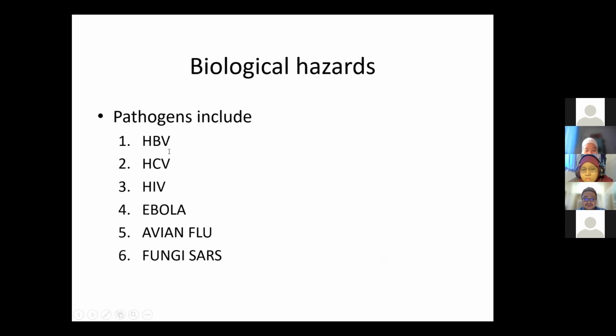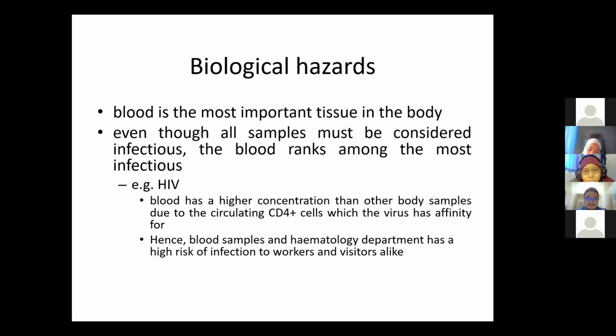The common pathogens are HBV, hepatitis B, hepatitis C, HIV, Ebola, avian flu, fungi, SARS. Blood is the most important tissue in the body. Even though all samples must be considered infectious, blood ranks among the most infectious. That's why the risk in a hematology lab is considered high. If you look at HIV, blood has a higher concentration than any other body sample from a person infected with HIV.